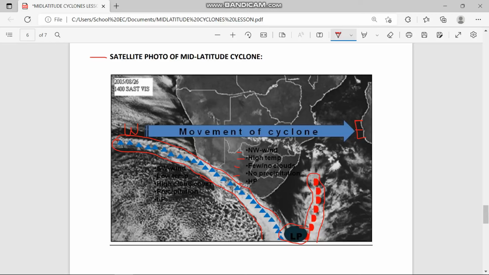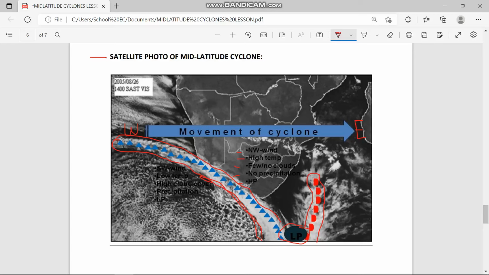But on this side of a cold front, there will be very, very heavy rainfall. Torrential rainfall is going to be released, and you know the common core weather conditions under the cold front. Okay, yes. So the movement of the cyclone is from west to east, as you can see. So this is a satellite photo of a mid-latitude cyclone above. Okay, yes. So that's how it goes.